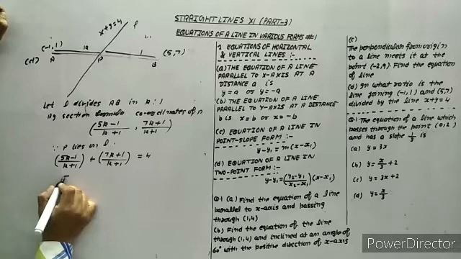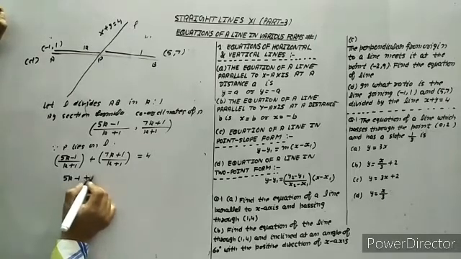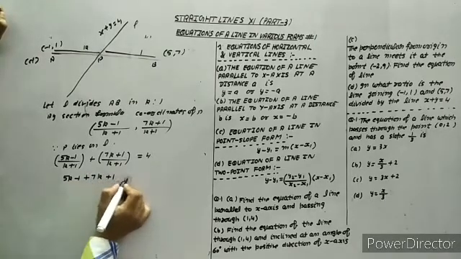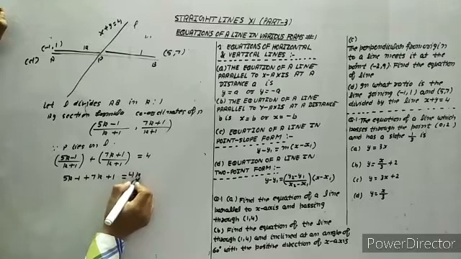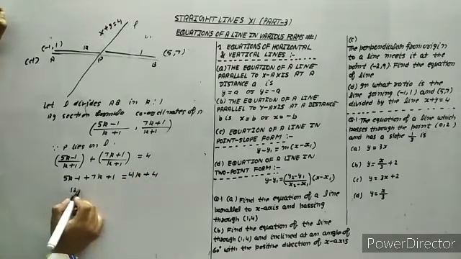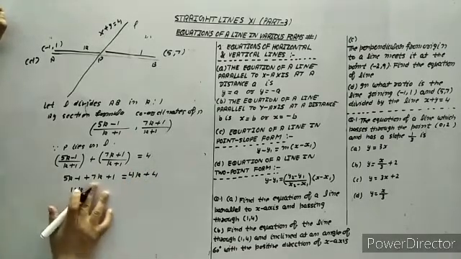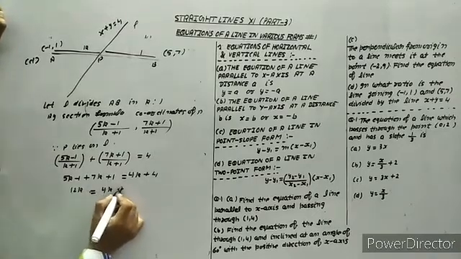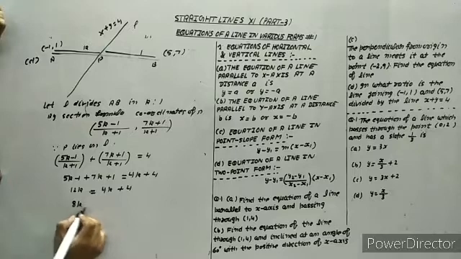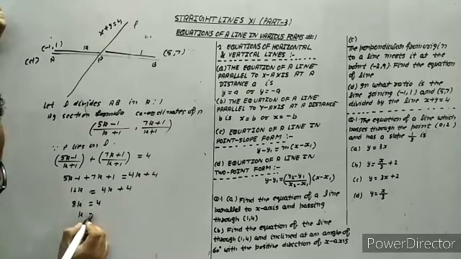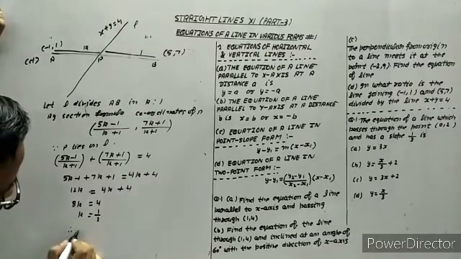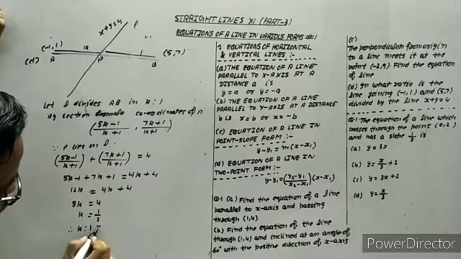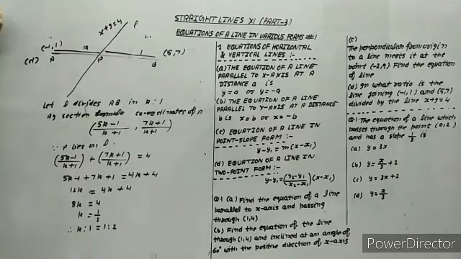Now after taking the LCM, 5k minus 1 plus 7k plus 1 is equal to 4k plus 4. It means 12k, because the minus 1 and plus 1 cancel out, equals 4k plus 4. It means 8k = 4. It means k = 1/2. It means the required ratio is 1:2, and this is the answer.